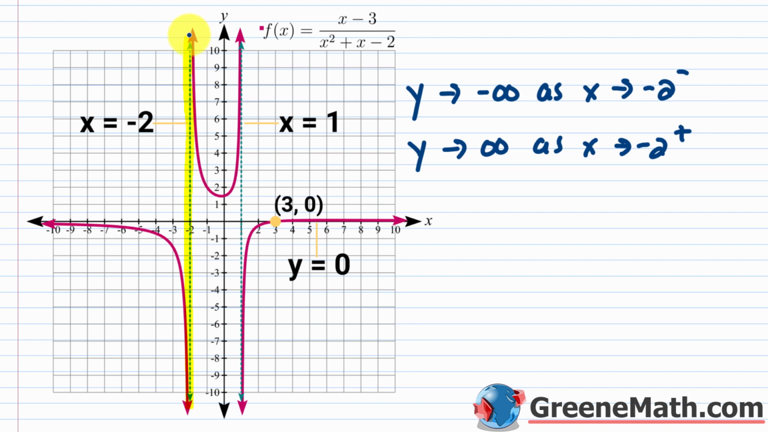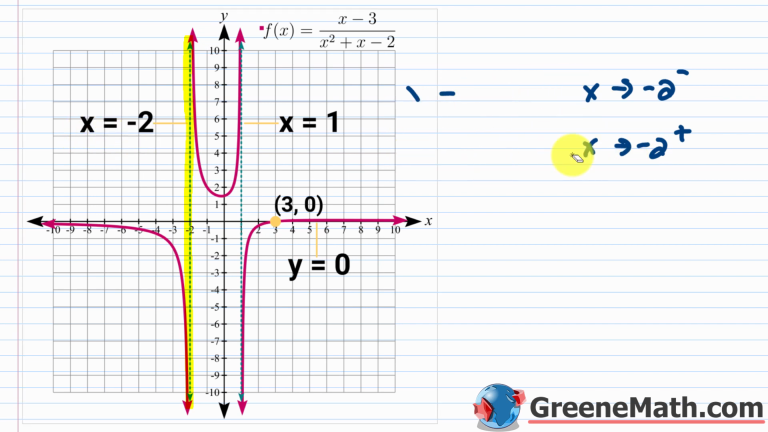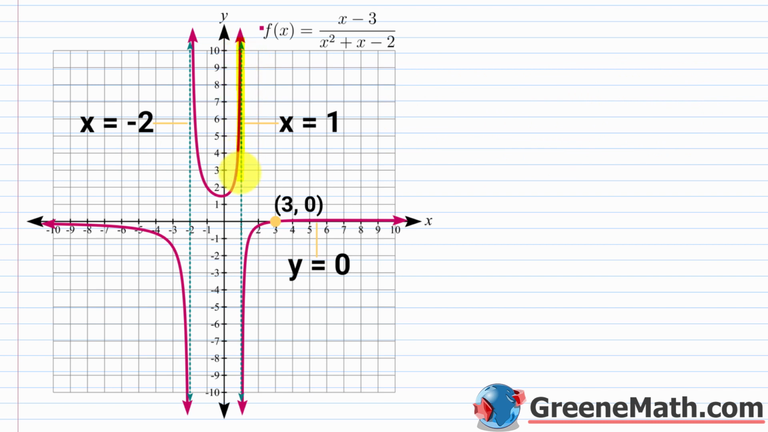So following the definition of a vertical asymptote, that tells me I have a vertical asymptote at x equals negative 2. Now you could use a similar thought process for the other one we found, which was x equals positive 1. So that's also a vertical asymptote for us.